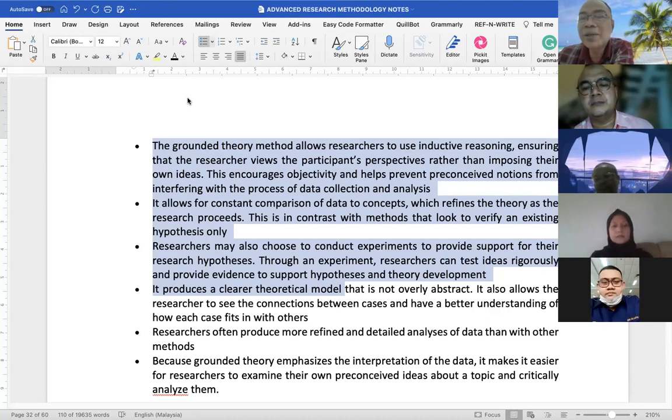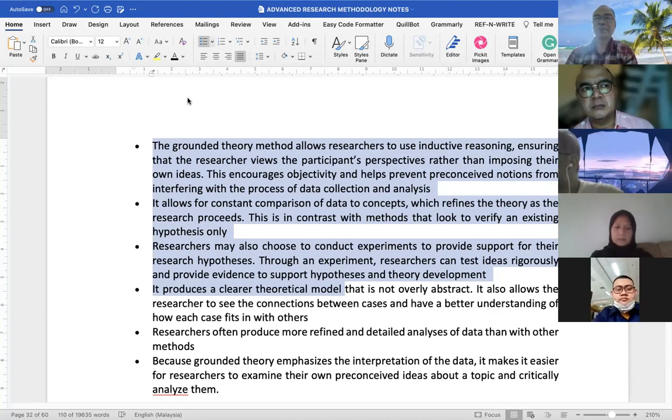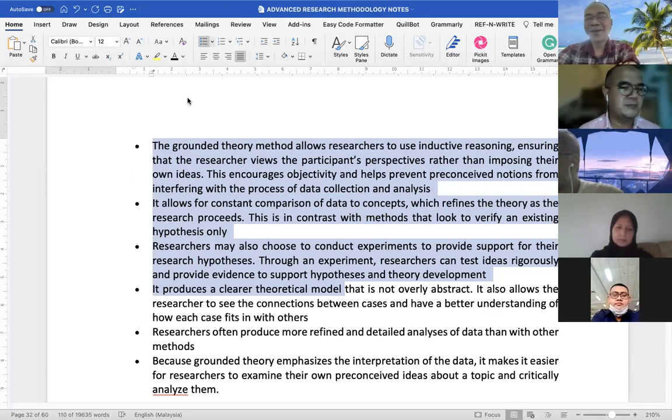Jangan submit to the wrong section. Assignment 1, submit to section assignment 1. Assignment 2, submit to section assignment 2. Ada di Google Classroom, ya. Kalau tidak, nanti saya cari tak jumpa.